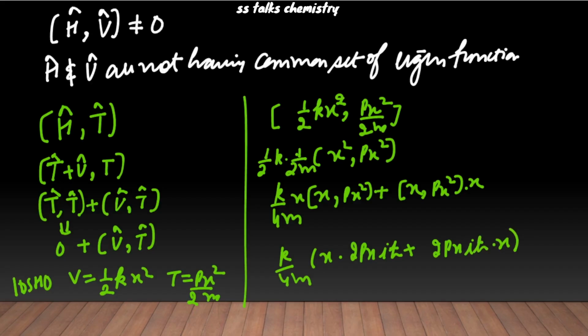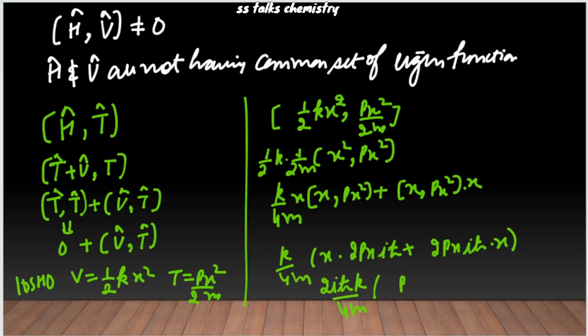So here 2 iota h cut comes common from all of this. So 2 iota h cut into k upon 4m into x px plus px x. This is what we are getting. Again this value x px plus px x is not going to give me a sum of 0. So this is not equal to 0. That means the Hamiltonian is not commuting with the kinetic energy either.